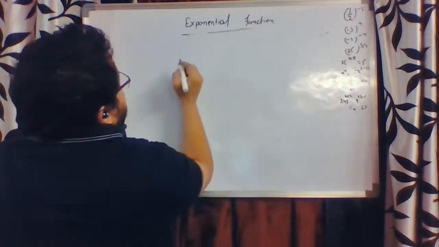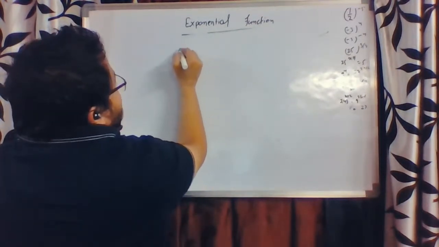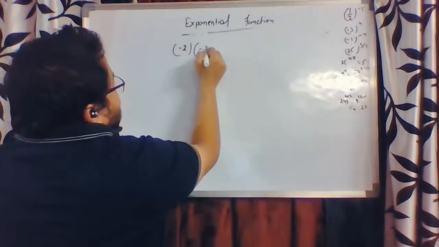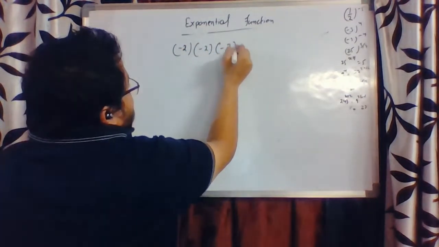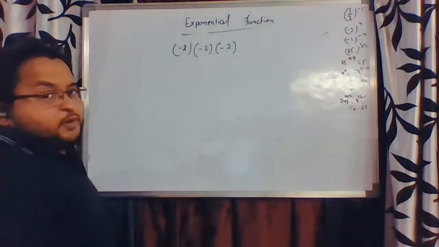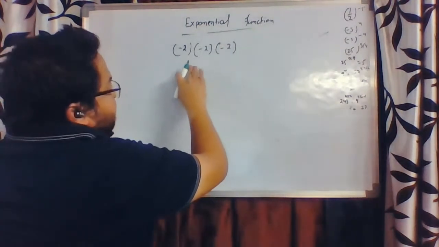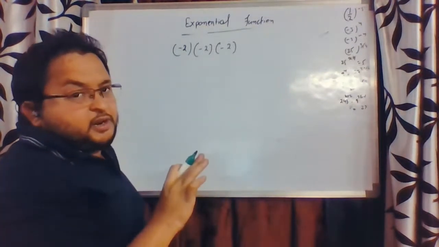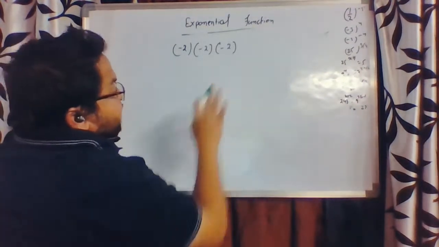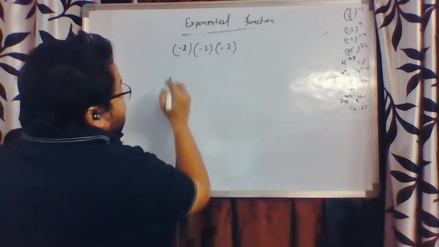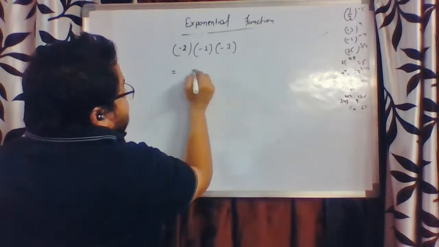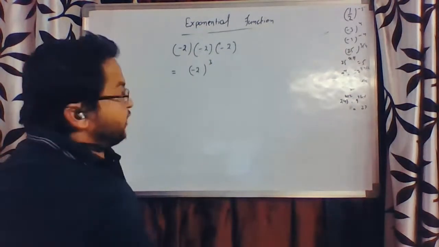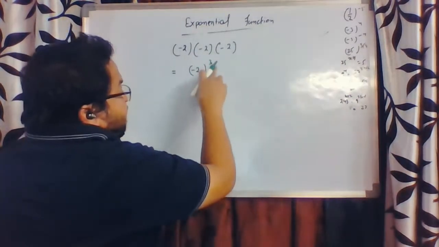Say I want to multiply minus 2 into minus 2 into minus 2, three times. So I want to multiply minus 2 three times with itself. Following the basic rule of exponents, that is rule number one, I can directly write it as minus 2 to the power 3.